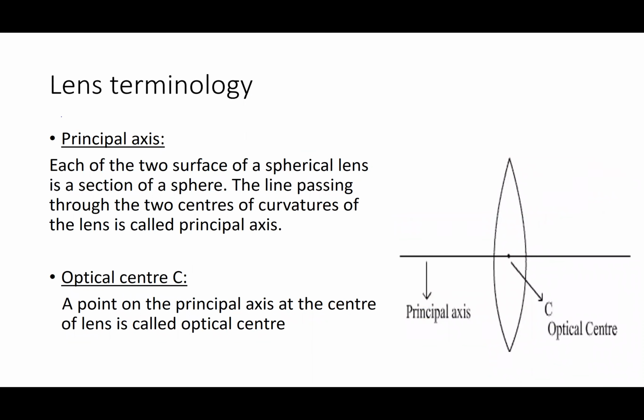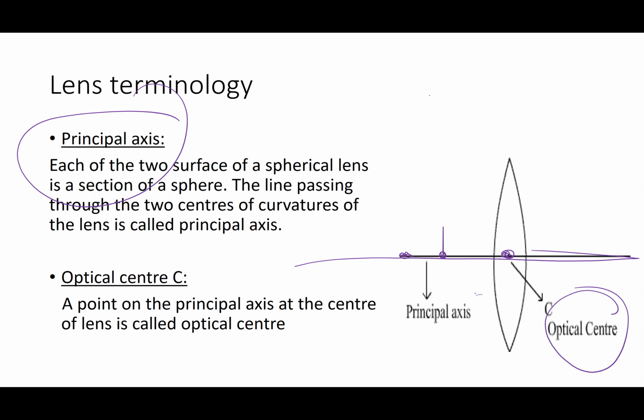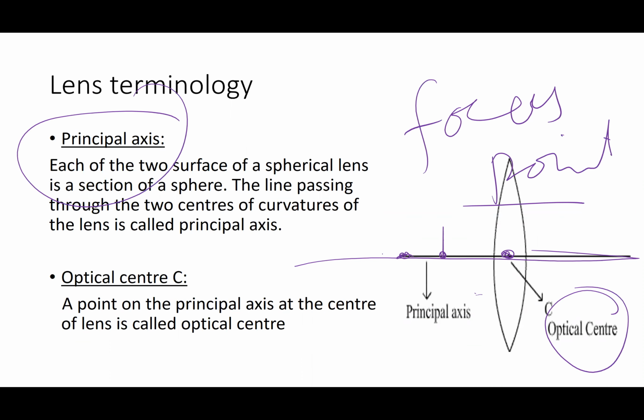Terminology: principal axis. This is called the optical center. This is called the focus point, and this is called the center of curvature. A line passing through the optical center and the focus point is called the principal axis.